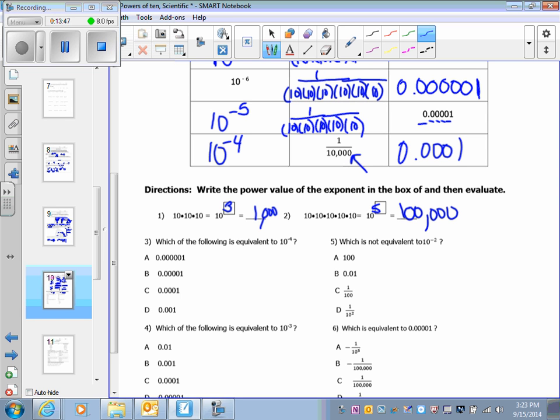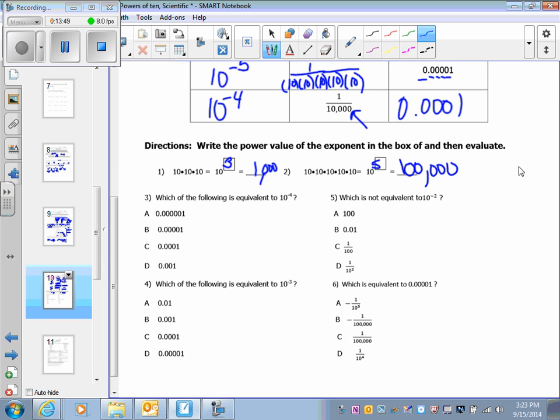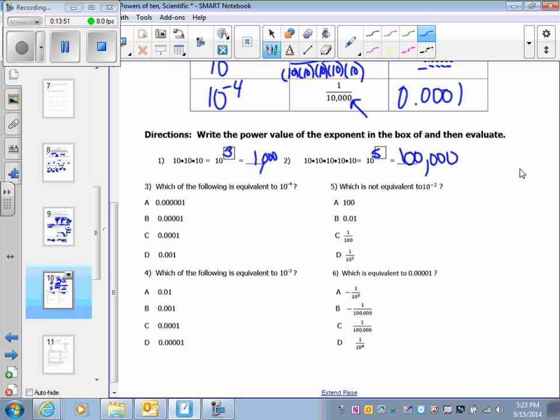Okay. All right. It says, number 3, which of the following is equivalent to 10 to the negative 4th? Remember, equivalent means equal. So which of these values is equivalent? Well, since it's a negative exponent, I know that it's going to be a decimal or fraction. So all I really need to look at is which of these has 1, 2, 3, 4 zeros. The correct answer is C. Okay? You can also remember how to do this as 1 over 10 to the 4th and simplify that.